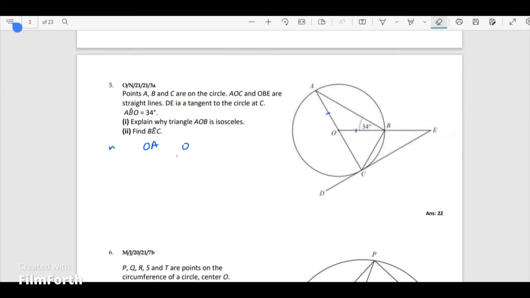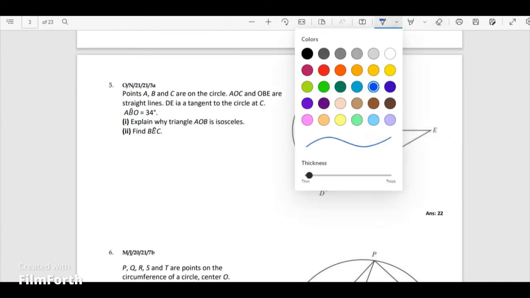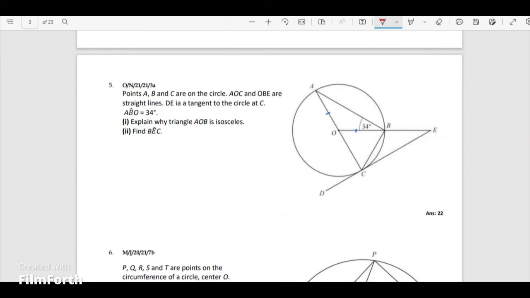Okay. Next, what we have to find is BEC. BEC, that's this angle. So we are just given this 34 degrees angle, nothing else. Okay, so if this is 34 degrees, this would also be 34 degrees because it's an isosceles triangle. We already have figured that out.